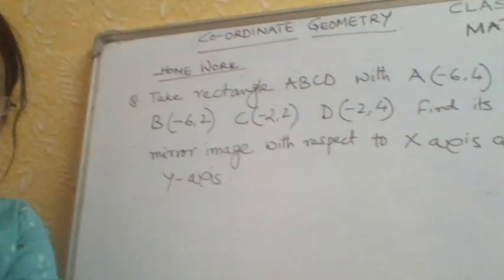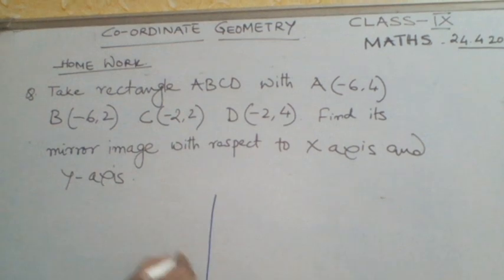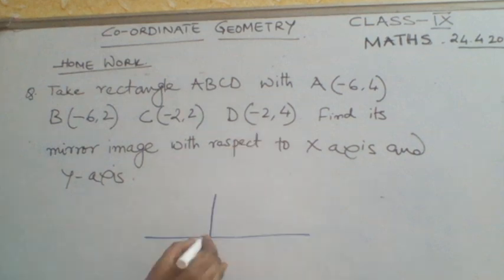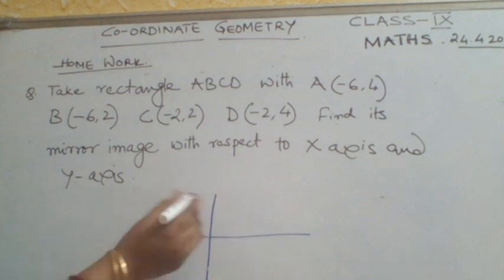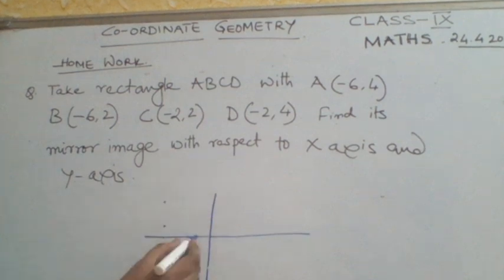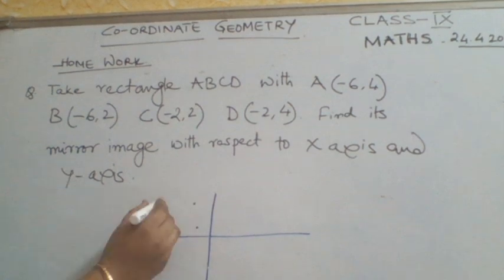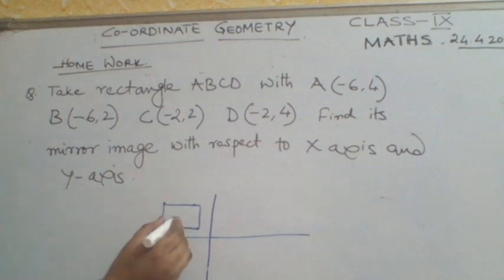Before we leave, see, the homework is like this: if you draw the axis, then A is (-6, 4). This will be -6 and 4, and in this way this is -6 and 2, somewhere around here. This is -2 and 2. This is -2 and 4. In this way you will get a rectangle, and you need to find the reflection of this rectangle along the y-axis as well as the x-axis.